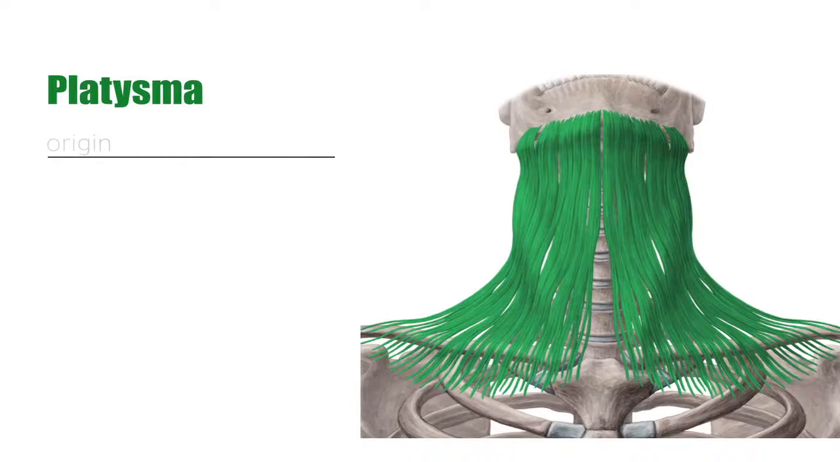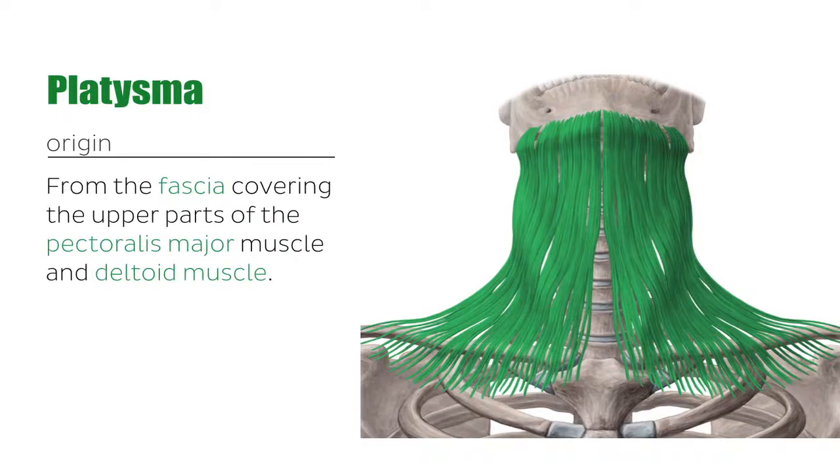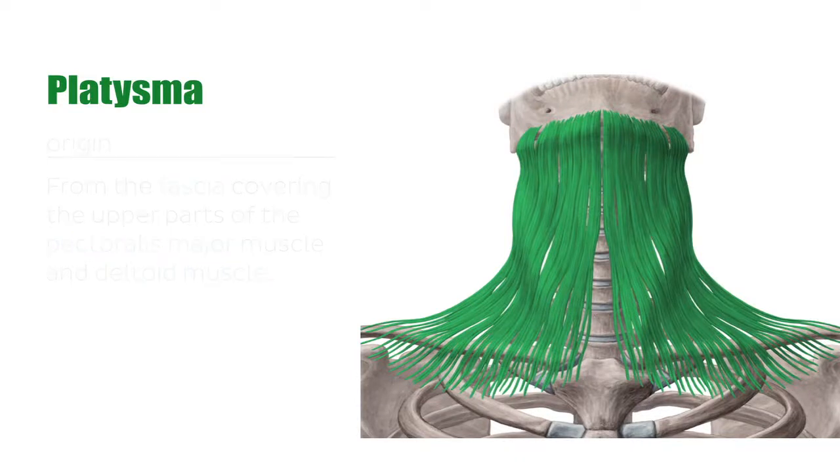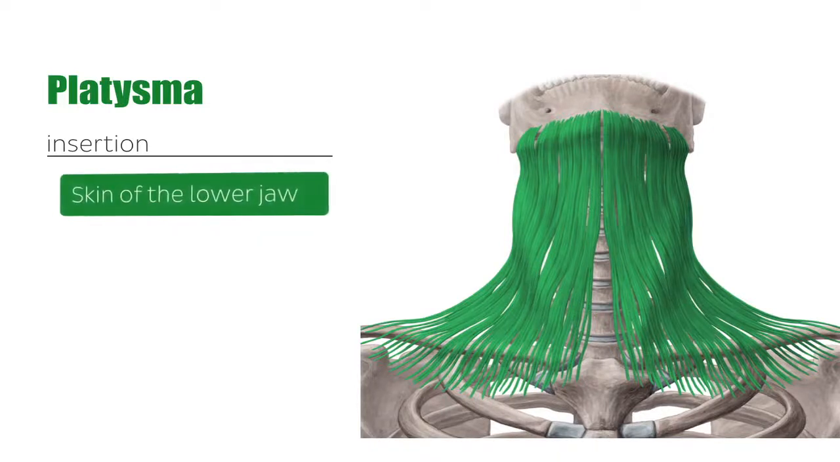But if we have to look into the origin point for this muscle, it arises from the fascia covering the upper parts of the pectoralis major muscle and also the deltoid muscle. And when it comes to an insertion point for this muscle, its fibers cross the clavicle and proceed obliquely upward and medially along the side of the neck towards the skin of the lower jaw.